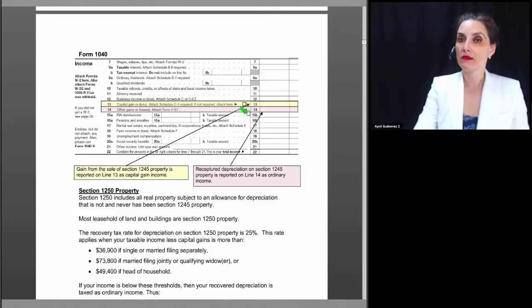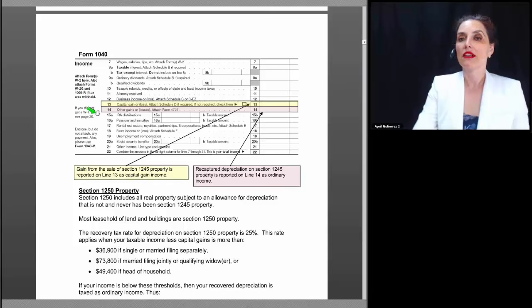Ordinary gain comes from the recapture of depreciation previously claimed, as well as any recovery or recapture of previously claimed Section 1231 gain in the last 5 years. And on line 13, you enter any capital gain that results from the sale of a Section 1245 asset. So 1245 assets are reported on line 13 and line 14, depending on the nature of the gain.